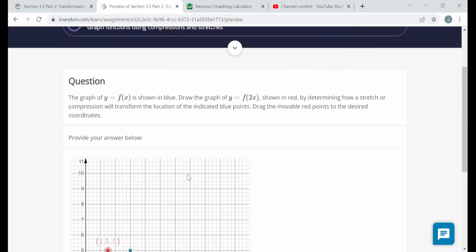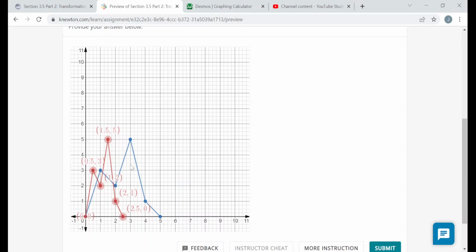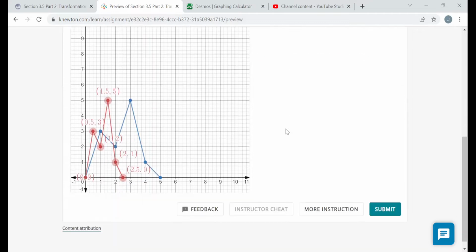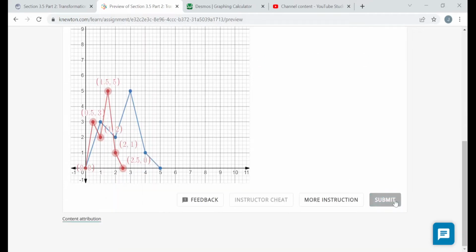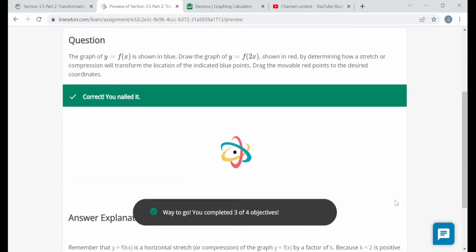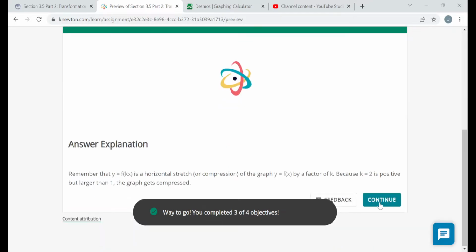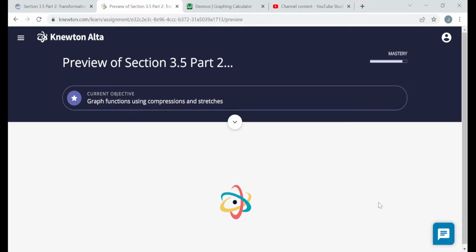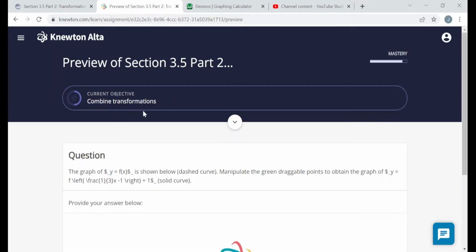All right, so there's your compression by a half, right? Every point on the red graph, every point on the new graph, is half the distance from the y-axis as the points on the blue graph. You had a horizontal compression by a factor of a half when replacing x by 2x. Great. All right, so that objective's done. Next I've got combining transformations.